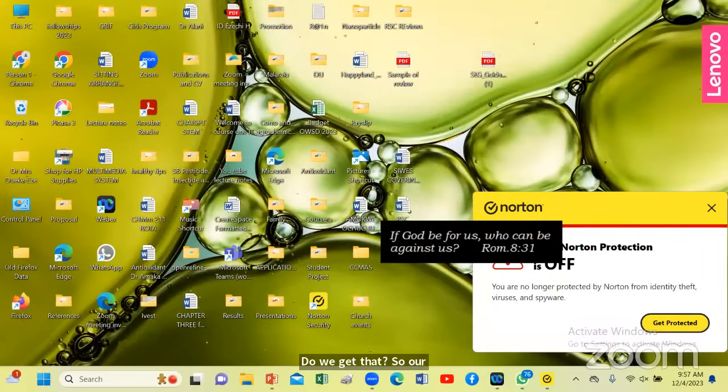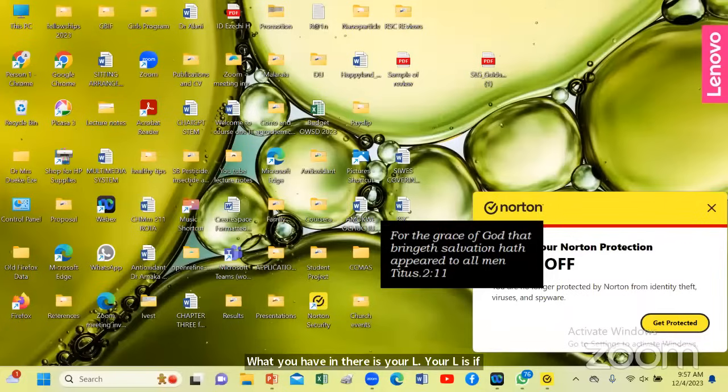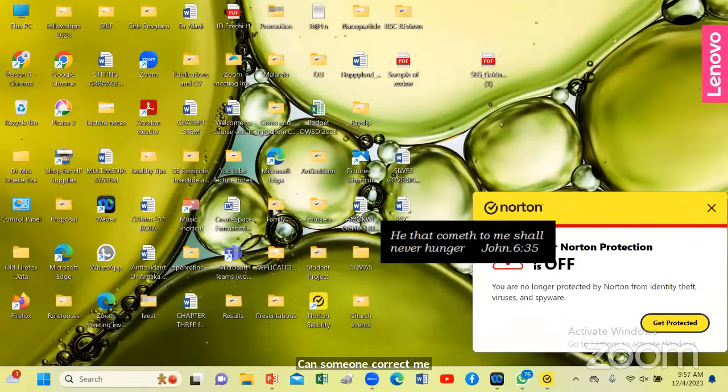Now, the d orbital has 9 orbitals, not 3. I'm going to explain. What you have in there is your L. Your L is equal to... Can someone correct me?